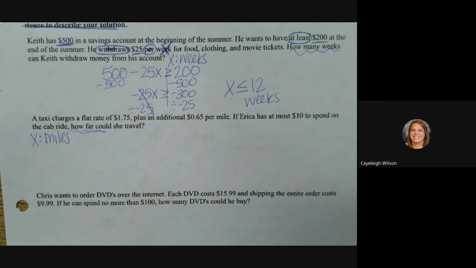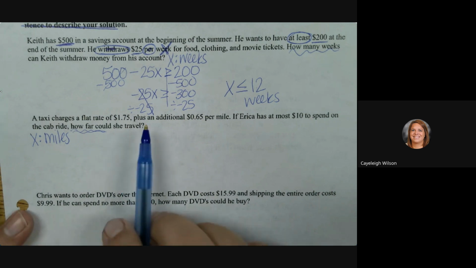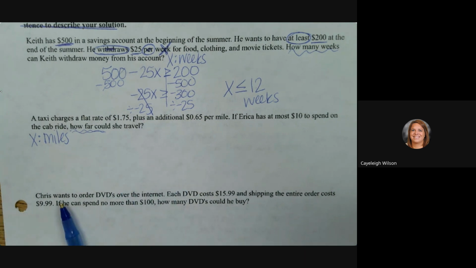All right. So once I get that, then I can start writing my inequality. So I'm going to give you all a second to see what you can come up with, and then we'll go over it. So you don't have to solve it yet. Just set it up.